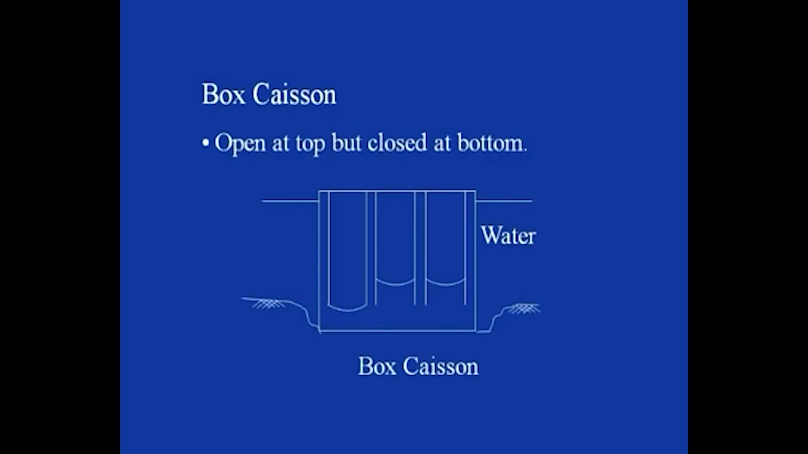Now coming to the next type of caisson, which is box caisson. The main feature, or how it is different from the open well, is that in case of the open well, the top as well as the bottom of the well were both open, but in case of box caisson, it is open at the top but closed at the bottom. Here you can see the typical line diagram explaining the box caisson features. The top is open but the bottom is closed here.